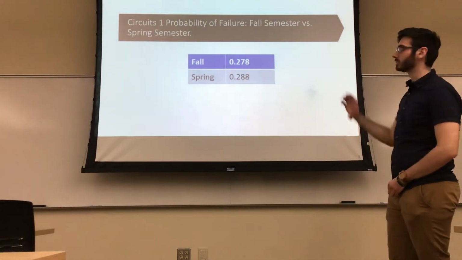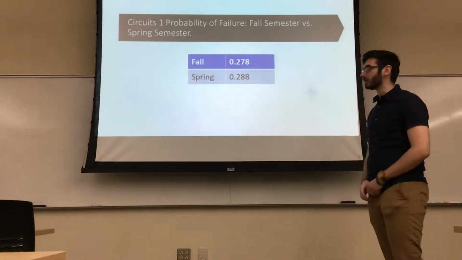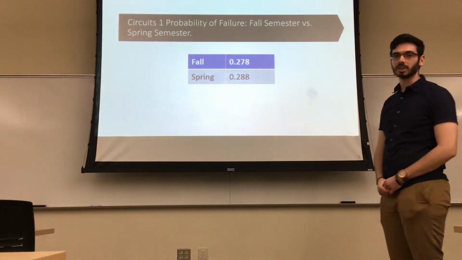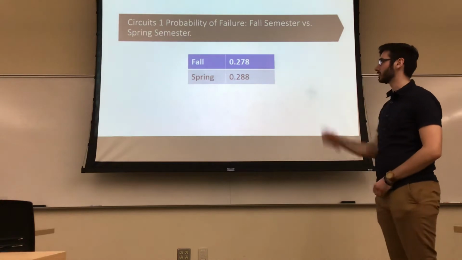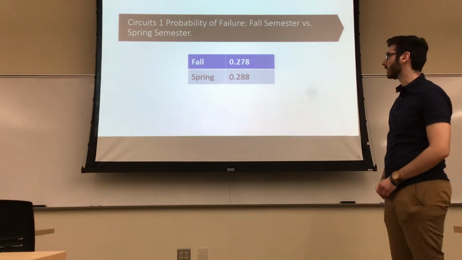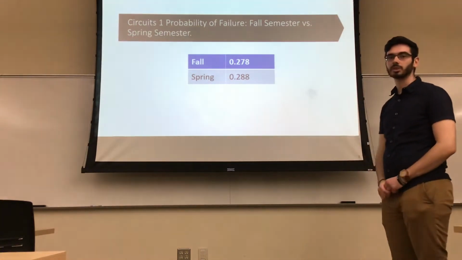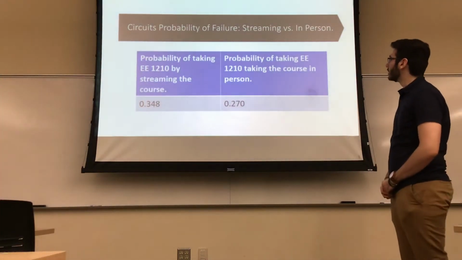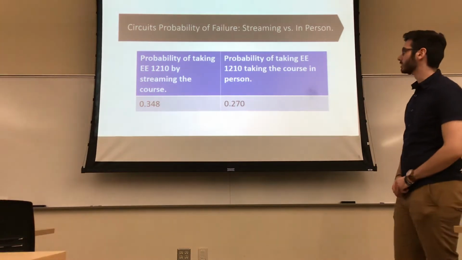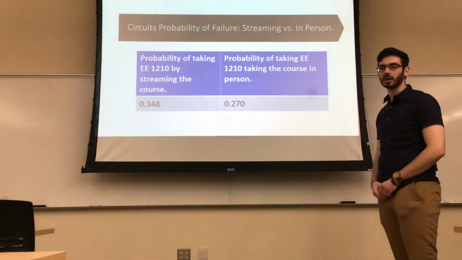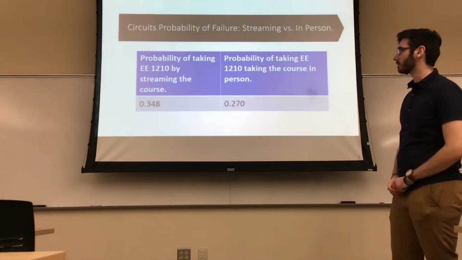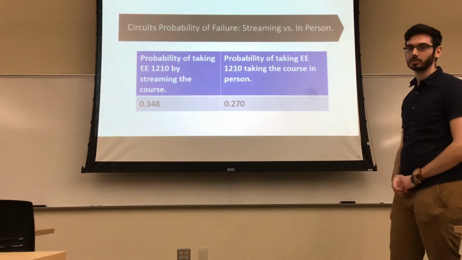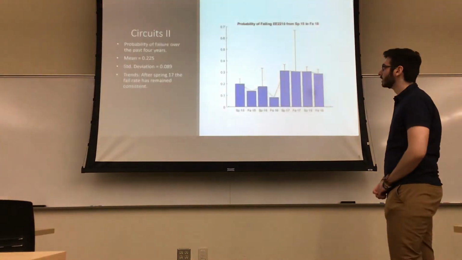For fall and spring semesters, we compared them against each other, and we found that the fall semester had a 27.8% probability of failure versus the spring semesters having 28.8%. So it's a 1% difference, which doesn't really play a huge role in the real world. For streaming versus in person, streaming we found to have a significantly higher probability of failure with 34% versus in person being 27%. So that does play a role in the real world.